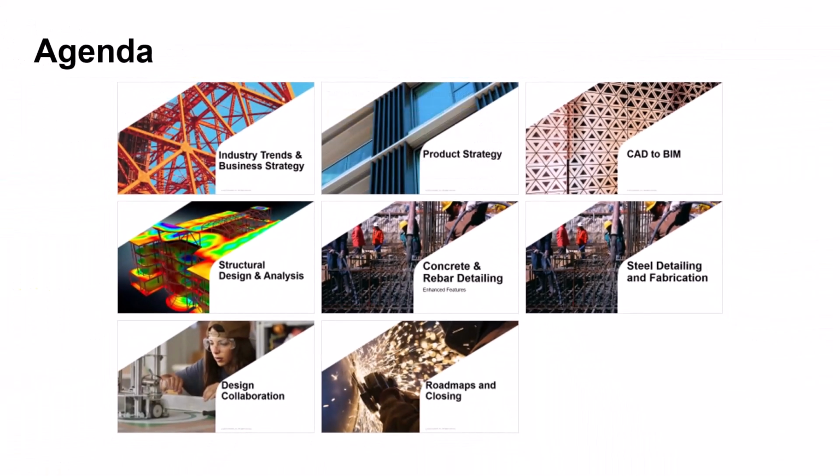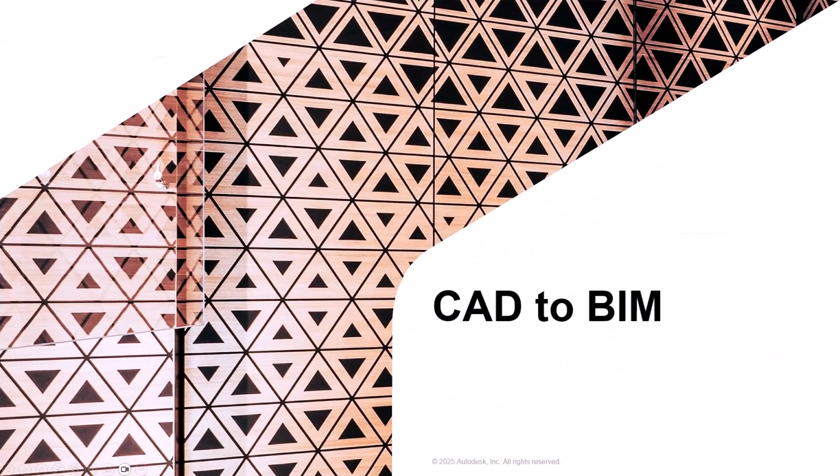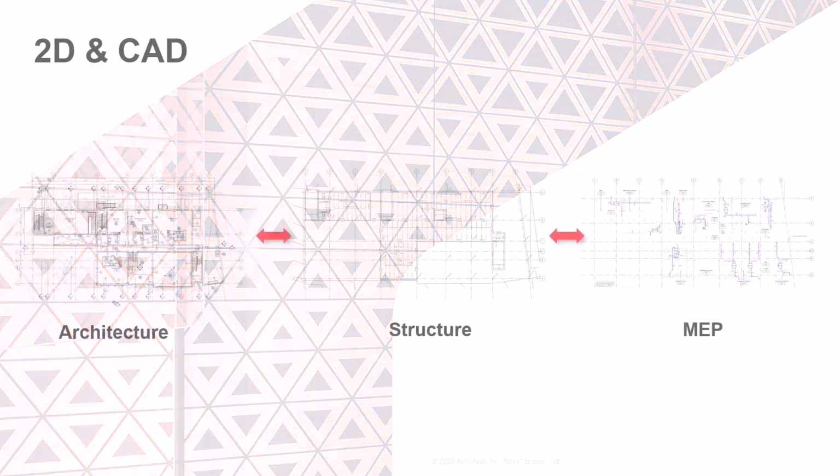So we have seen the strategy. Now let's see what CAD to BIM looks like in practice. So instead of drawing lines, we will model intelligent elements that store data and update automatically across the project.